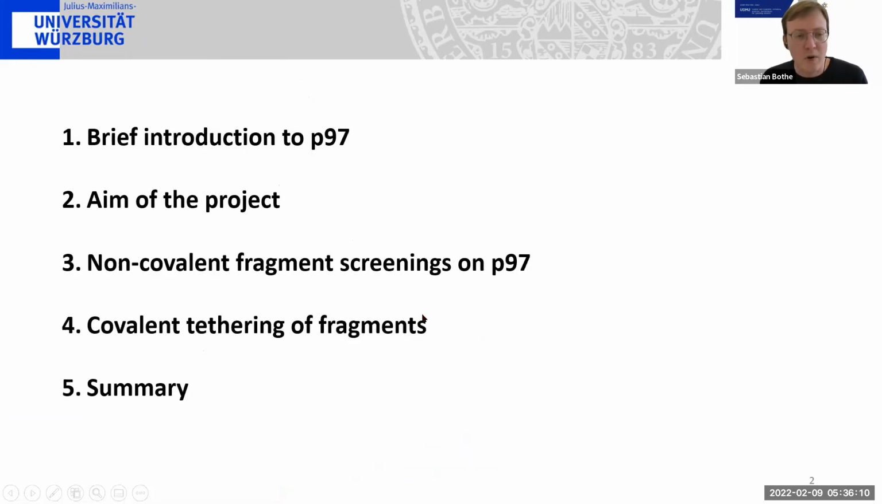So what I will talk about: first I want to give you a short introduction on our target protein, then say what is the aim of our project, and then show first results from our non-covalent fragment screening we performed on P97, and also from some covalent efforts we do.